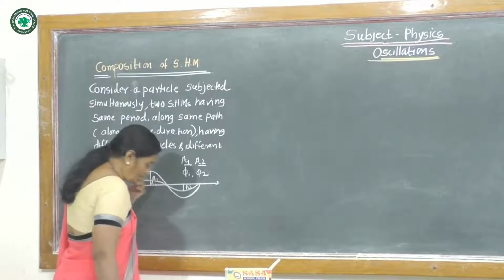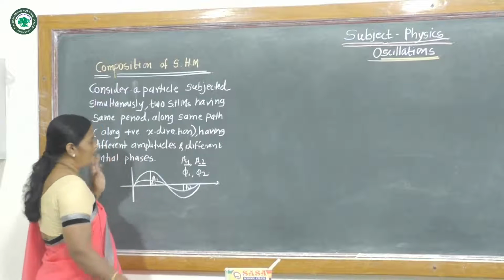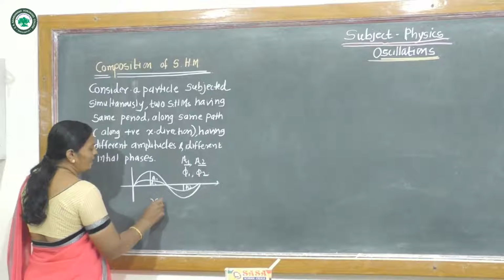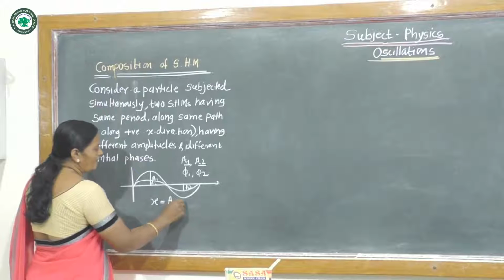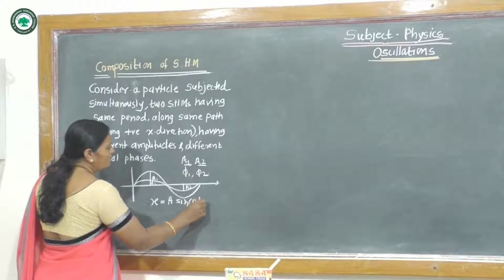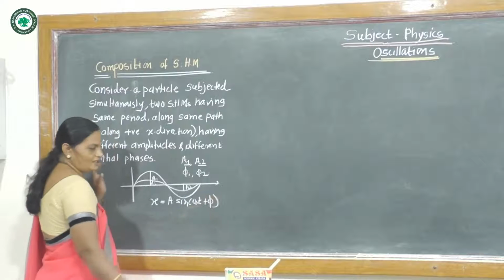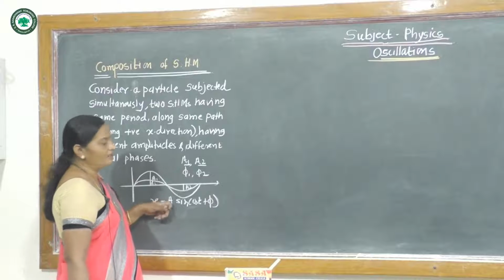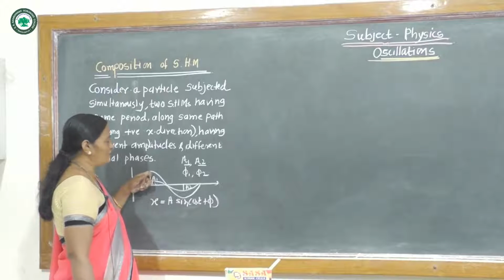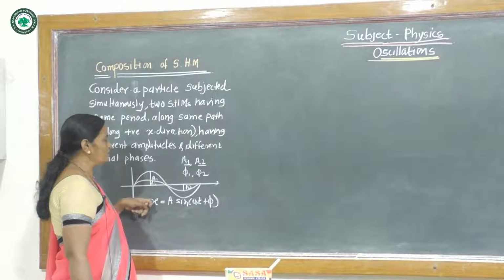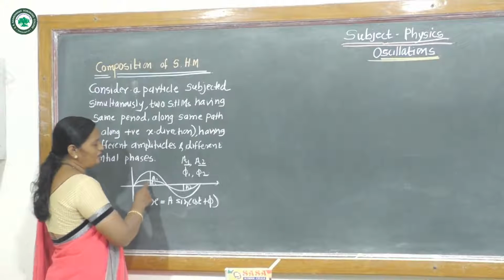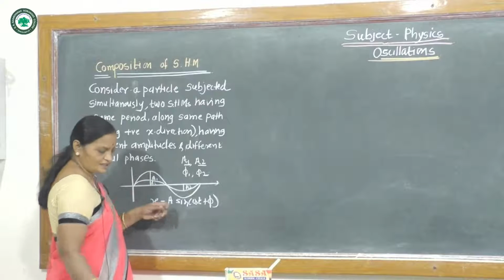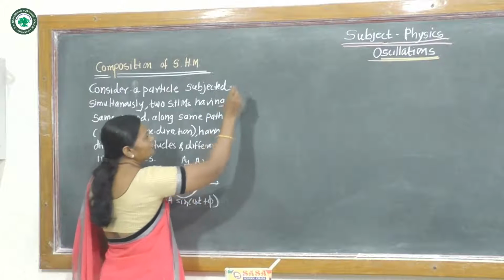Therefore, we know the displacement in SHM is given by x equals A sin(omega t plus phi). This is the displacement of the particle when it performs simple harmonic motion. Now here we consider two SHMs, x1 and x2. x1 is the displacement of this SHM and x2 is the displacement of the other. Therefore we consider two SHMs.